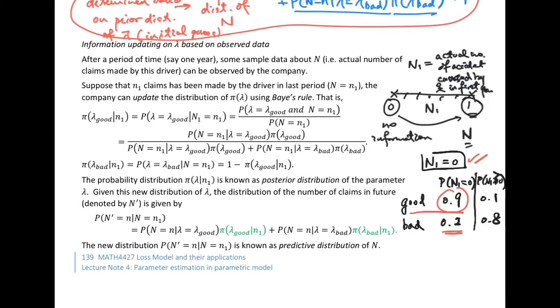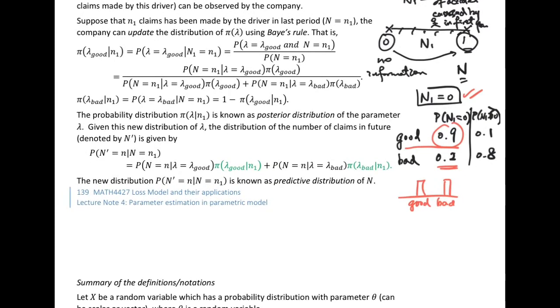So initially, you may think this guy can be a good driver or bad driver. But now, after observing N1 equals 0, you have more tendency to believe this guy is a good driver, isn't it? So this will be your new guess on the distribution of the quality of the driver, right?